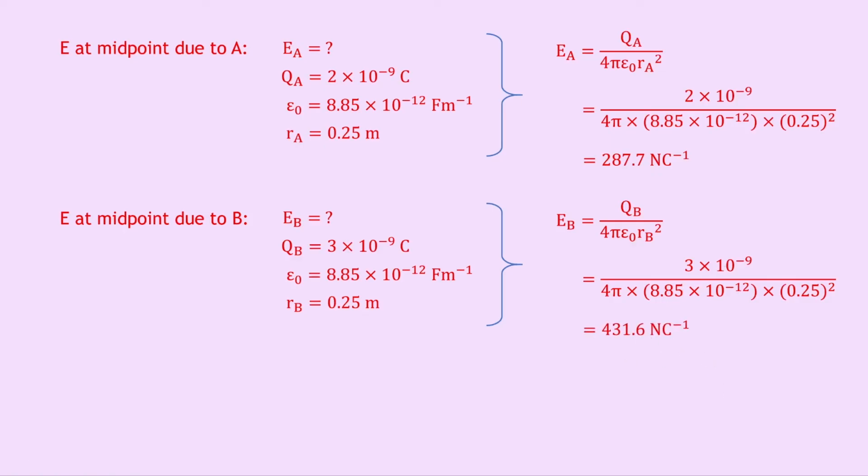So remember, electric fields need to be added as a vector sum, and in this case they're all lying on the same line, on the same plane. So since the electric fields are going in opposite directions, we could write that E is equal to EA minus EB, which gives us 287.7 minus 431.6, and if you put that into your calculator you get a final answer of minus 144 newtons per coulomb. And we already said at the beginning the direction of this is going to be to the left.